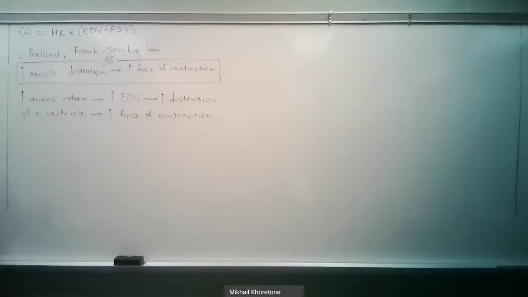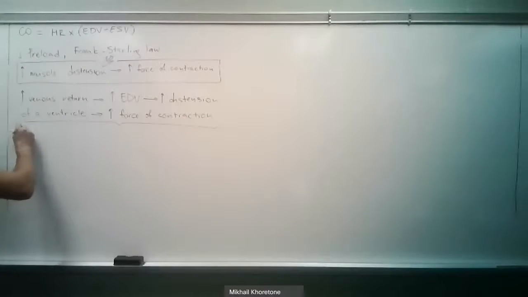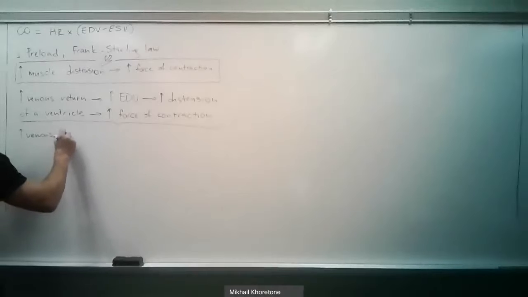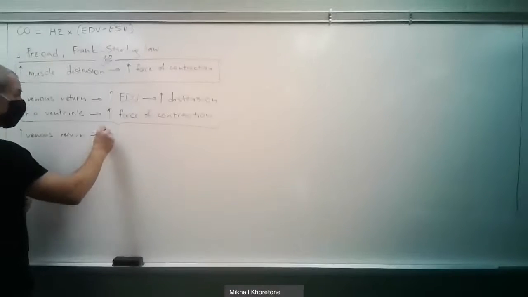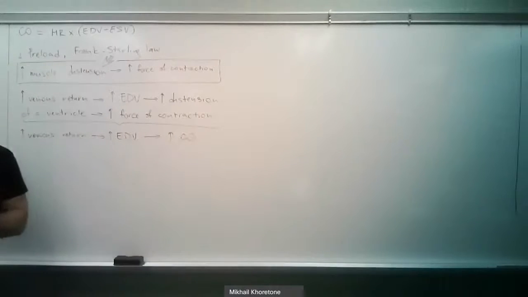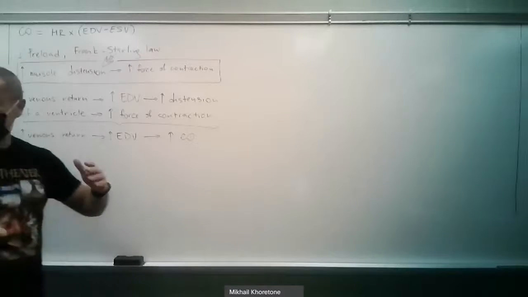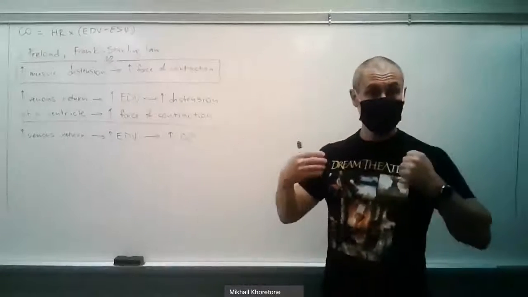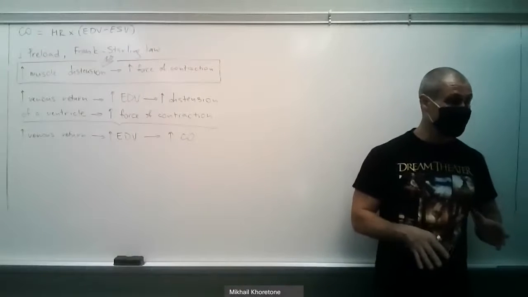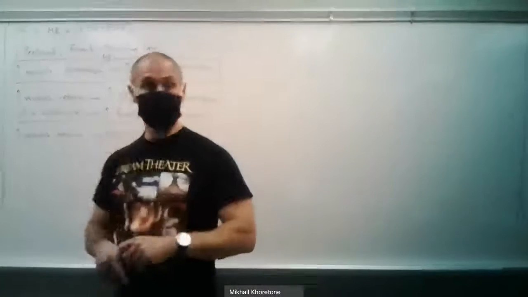Does that make sense? So essentially, if we want to summarize it, higher venous return means higher EDV means higher cardiac output. Higher EDV, higher cardiac output. Does that make sense? You clear? And this can happen because the heart pumps stronger and can squeeze out all that extra blood. We good? Does that make sense? Blink or yes, nod, something like that.